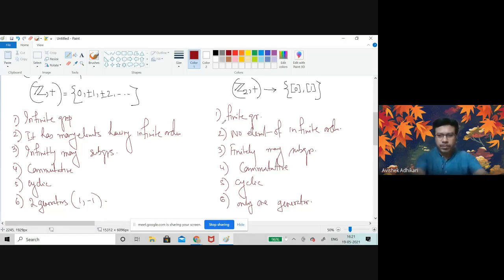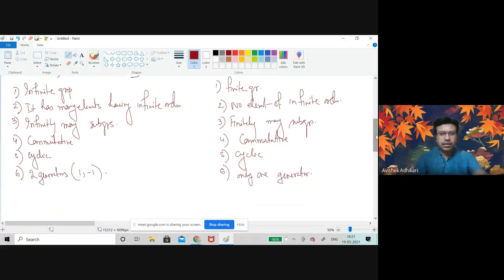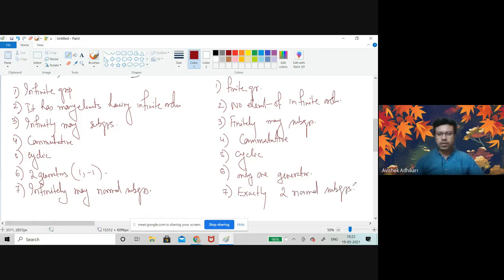So you can see that there are plenty of algebraic properties. There are many others. For example, Z plus consists of infinitely many normal subgroups. And how many normal subgroups are there here? Exactly how many normal subgroups of Z2 are there? Two. Exactly two normal subgroups. Very good.